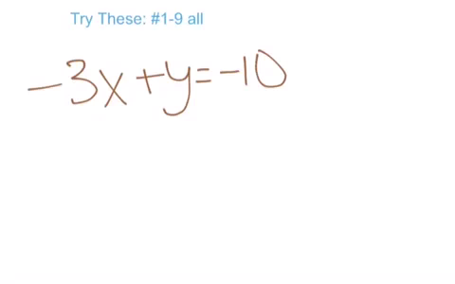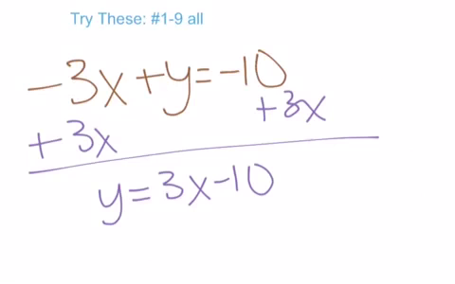So I want you to pause the video, hit play, and see if you got the correct answer. Okay, so that should have been a pretty easy one. All you had to do was move the -3x over to the right side of the equation by adding it on both sides, so you should have gotten y equals 3x minus 10.